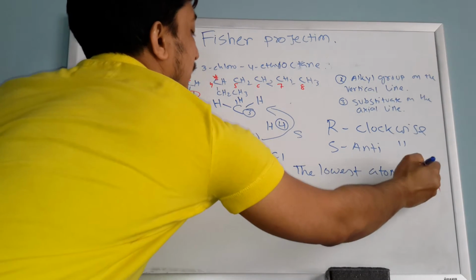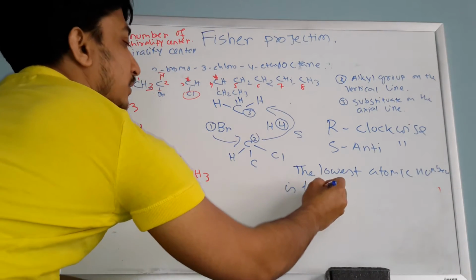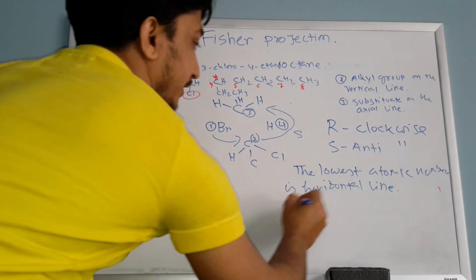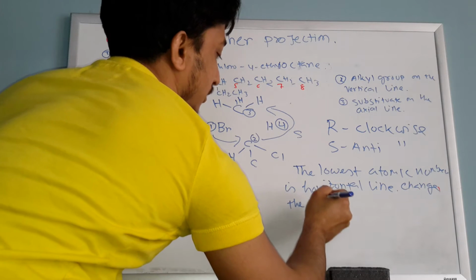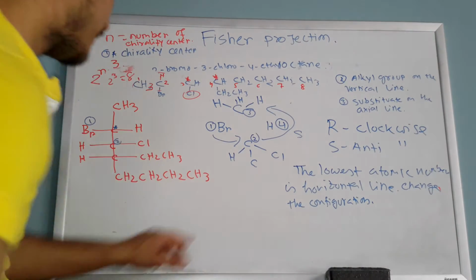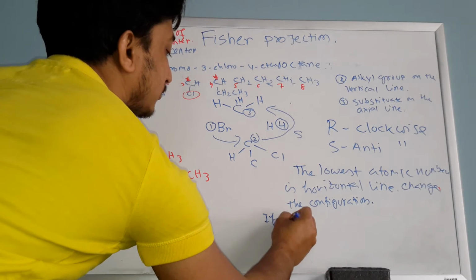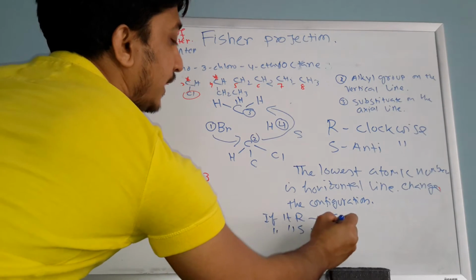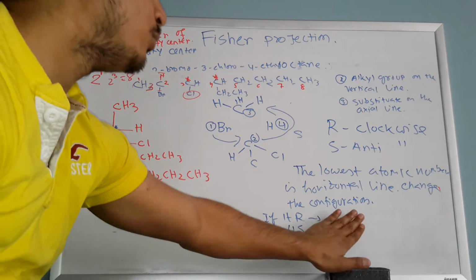on the horizontal line changes everything. It changes the configuration. If it is R, it would be S. If it is S, it would be R. So if it looks like R, it would be S. If it looks like S, it would be R.